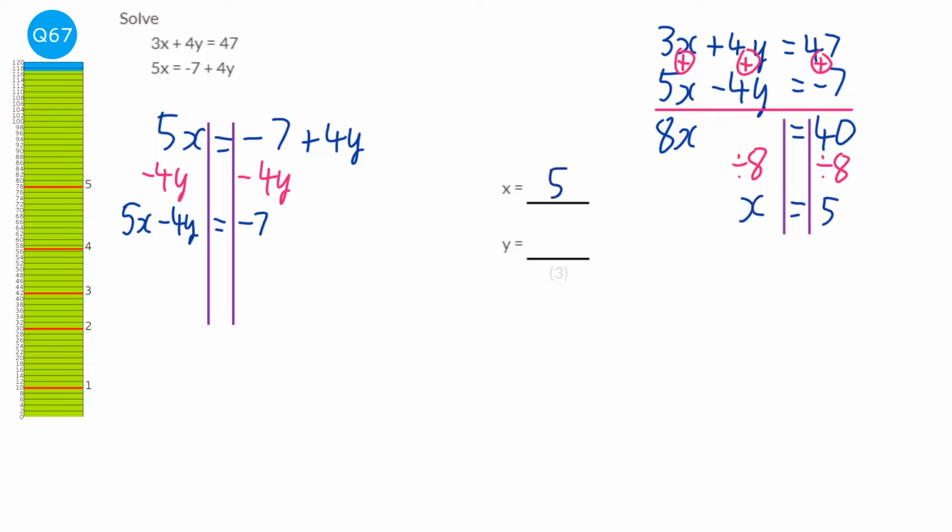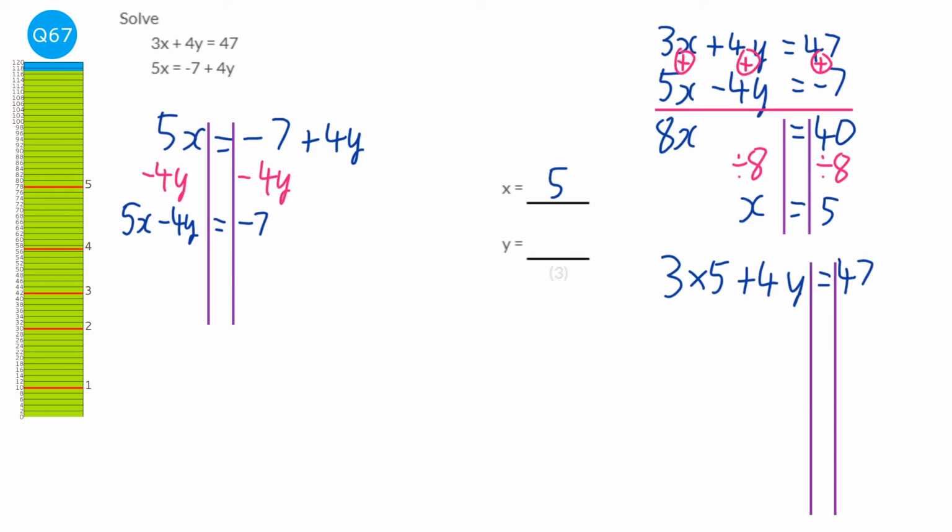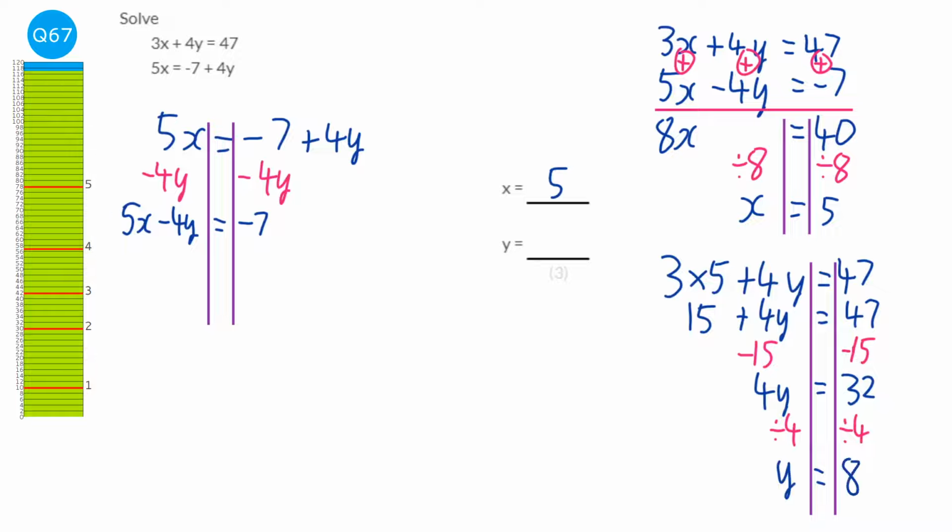And we're going to substitute that value into one of the equations. I'm going to pick this top one. So instead of 3x, we're doing 3 times 5 plus 4y equals 47. Get my solving lines in. So that will be 15 plus 4y equals 47. And then we're going to take away the 15 both sides. And so it's 4y equals 47 take away 15, which is 32. Divide by 4 both sides, and we get y equals 8.